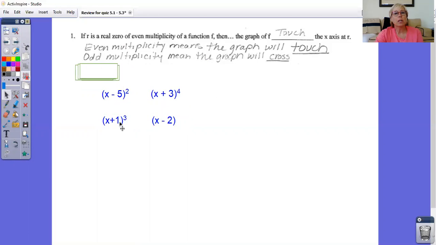Over here, we've got some binomials of odd multiplicity. At -1 on the x-axis, the graph would cross the x-axis. With this binomial, the multiplicity is 1. If there's no exponent, it's assumed to be a 1, and that will also cross the x-axis at +2.